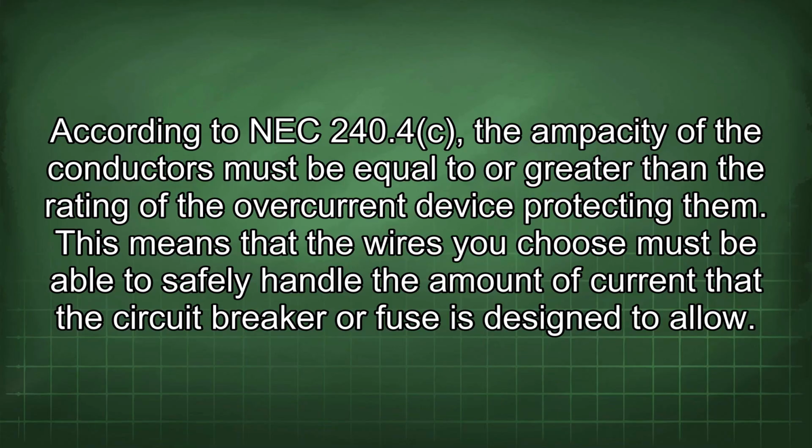According to NEC 240.4, the ampacity of the conductors must be equal to or greater than the rating of the overcurrent device protecting them. This means that the wires you choose must be able to safely handle the amount of current that the circuit breaker or fuse is designed to allow.